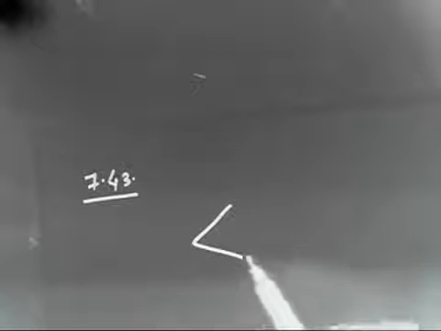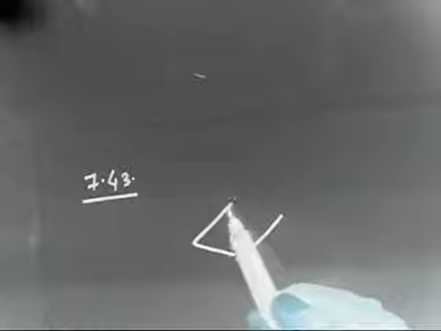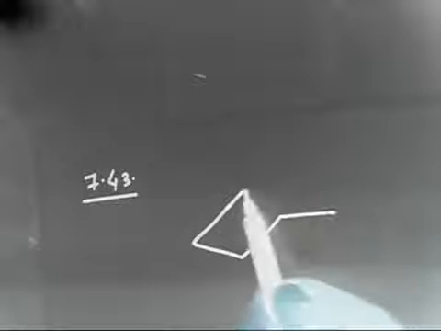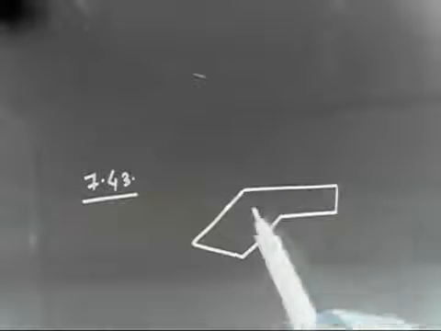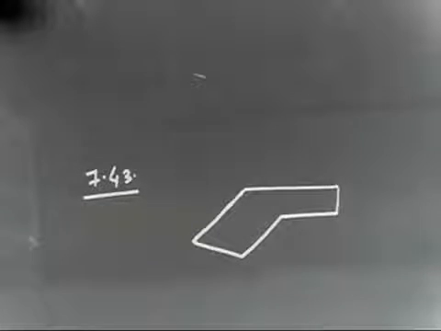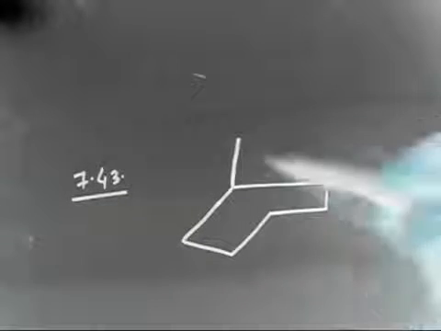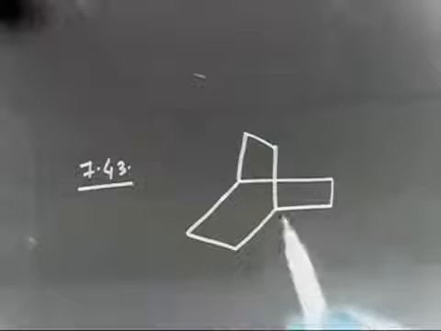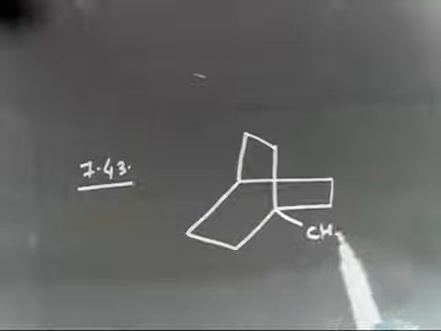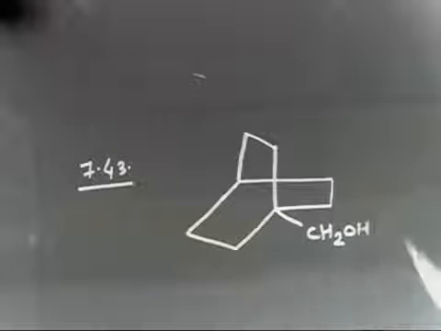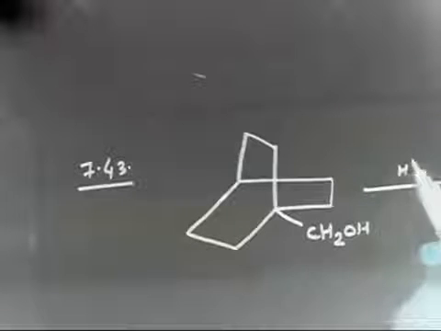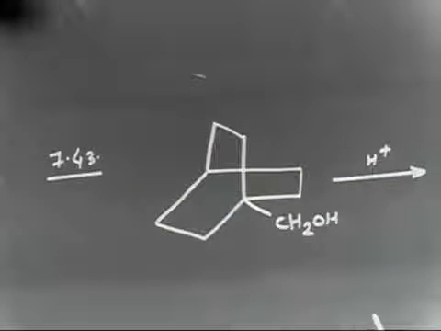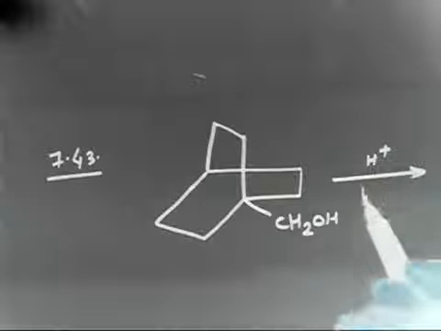So what we have, I have a 4-member ring this side, and this side also I have a 4-member ring, and then I have basically a bridge head, something like this. This goes, and there is something like this. I think we have copied this one. And then here I have CH2OH, and if I treat this compound with H plus, some heating is also there.